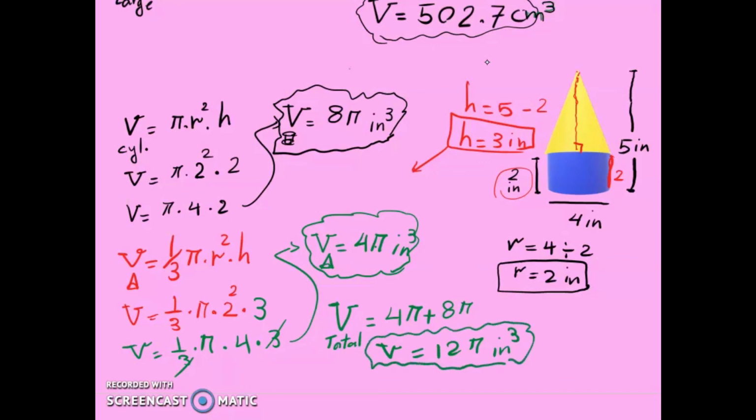If you want to find it to the nearest tenth or something, you just replace pi with 3.14 and then multiply by 12. You can find the value in an approximate format.